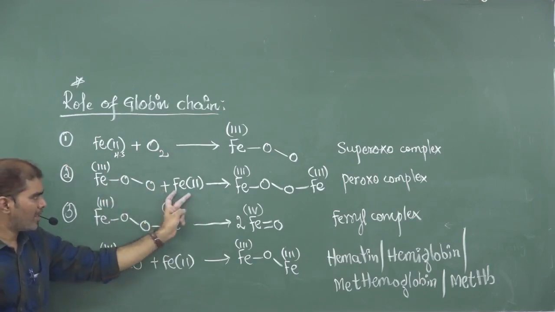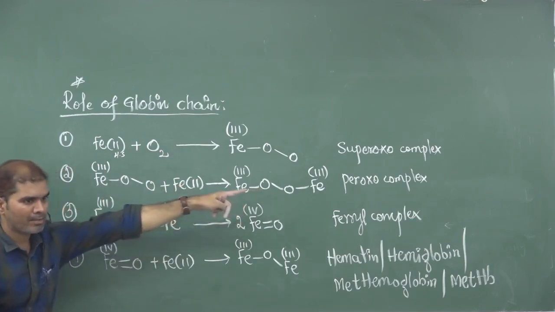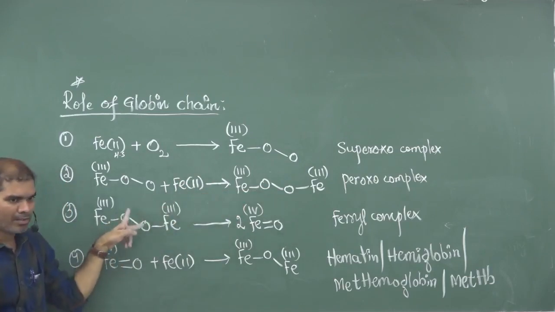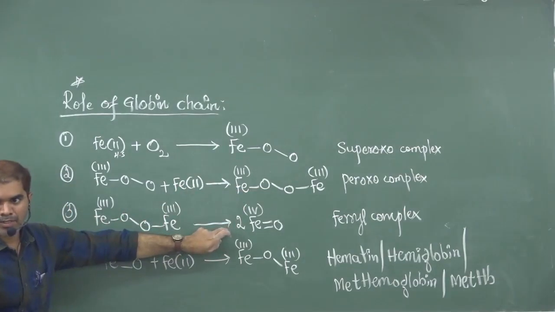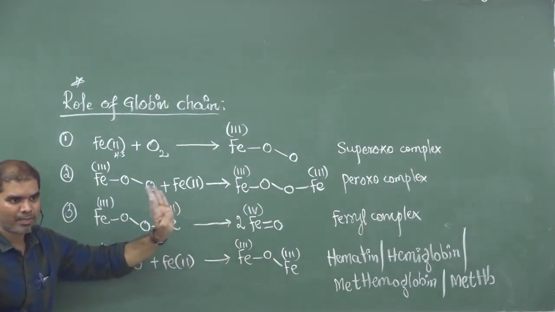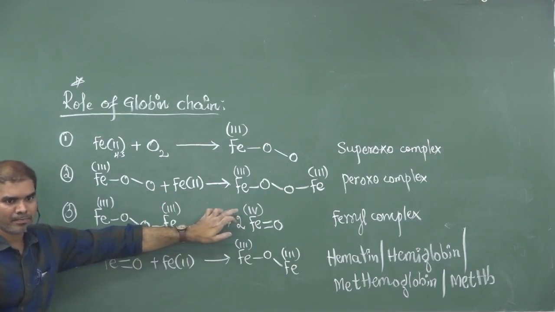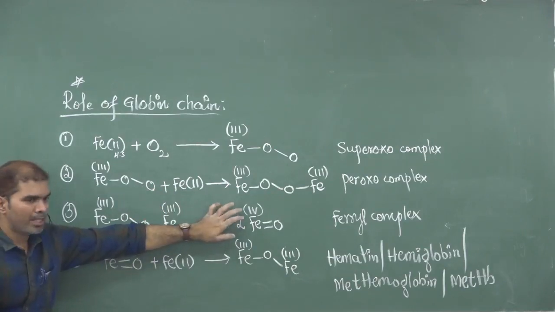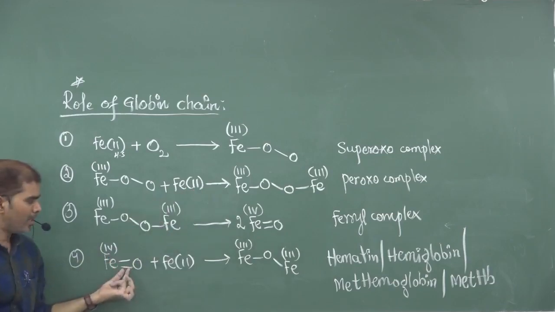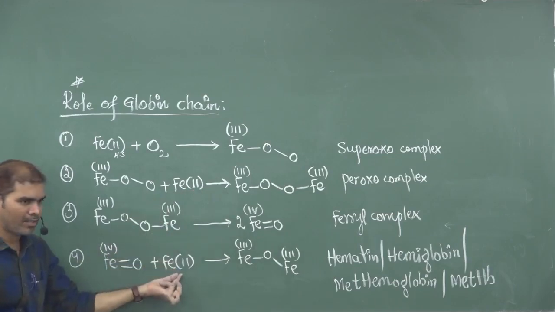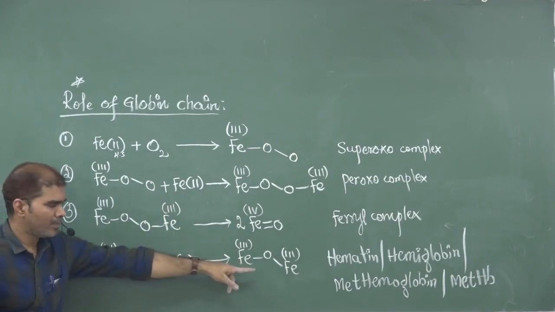Iron superoxo will combine with a second subunit iron to form the peroxo complex. That peroxo complex will undergo cleavage to give you ferryl. What is the oxidation state of iron in the ferryl complex? It is plus 4. It is a rare oxidation state. Next, such a ferryl complex is combining with another iron. It can interact with another subunit, where it gives you hematin.